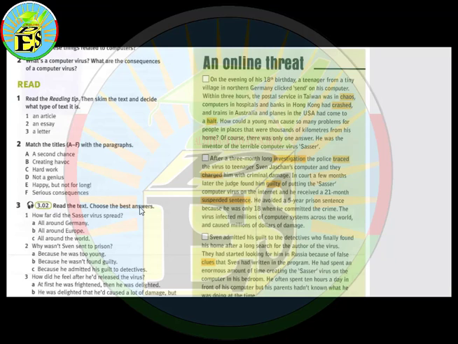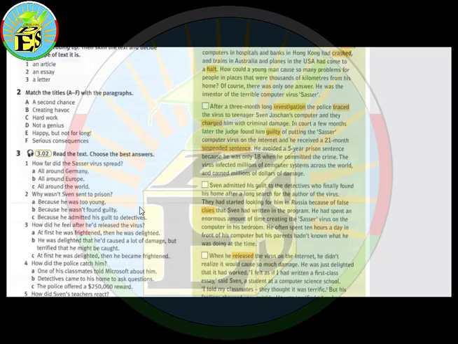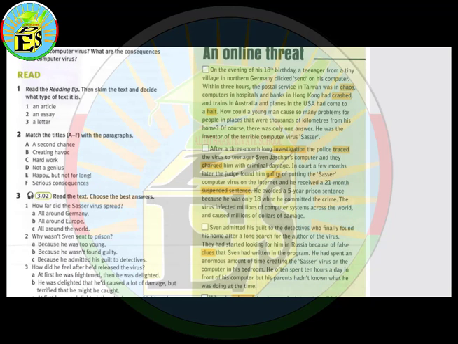Now, exercise 3. Read the text. Choose the best answers. We have here 5 questions. So please read the questions and the options. Then you will read and listen to the text and choose the best answers. Okay? So now I'll give you time to read the questions and the options. Go ahead. Done? So now let's start listening and reading the text. Okay?